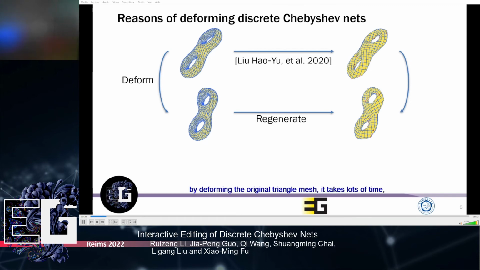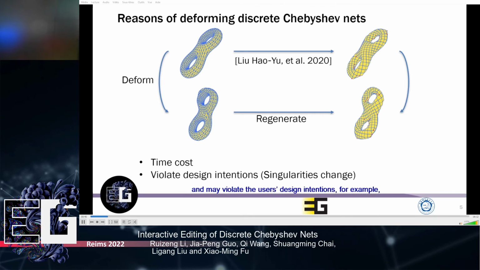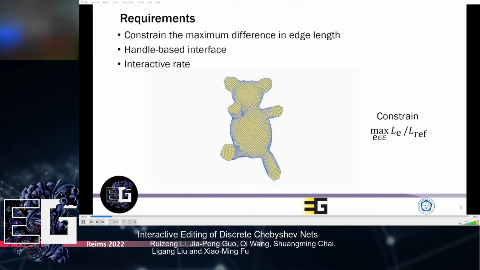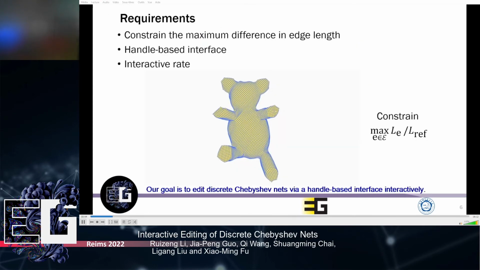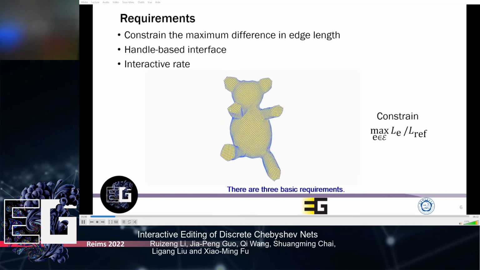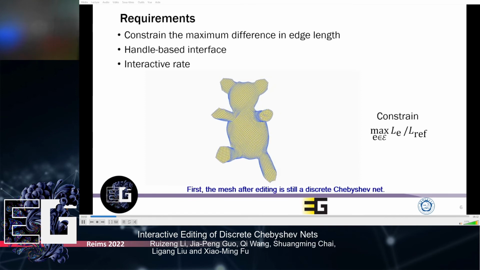However, if we want to regenerate a new Chebyshev net by deforming the original triangle mesh, it takes lots of time and may violate the user's design intentions. For example, the singularities which are colored may not be placed at the desired positions. Our goal is to edit discrete Chebyshev nets via a handle-based interface interactively.